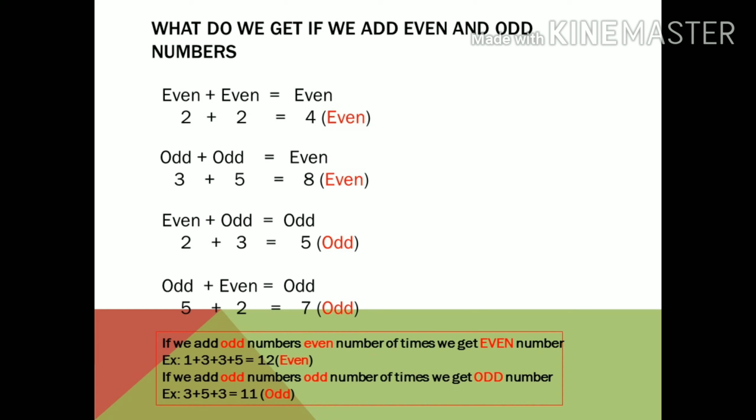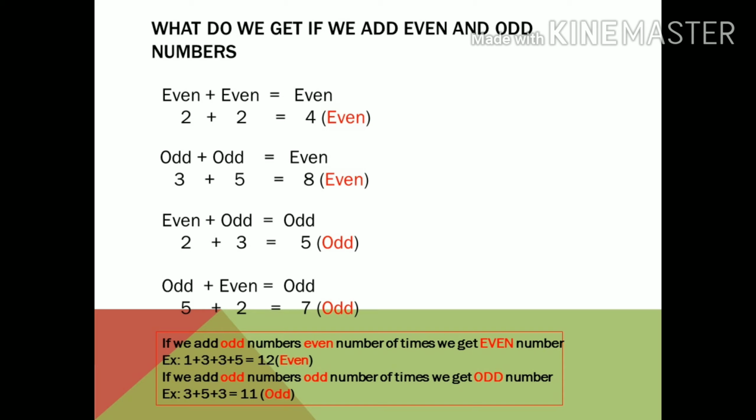If we add odd numbers even number of times, we get an even number. For example, 1 plus 3 plus 3 plus 5 gives us 12. Here we are adding 4 odd numbers and we are getting an even number. So, adding odd numbers even number of times gives us an even number.